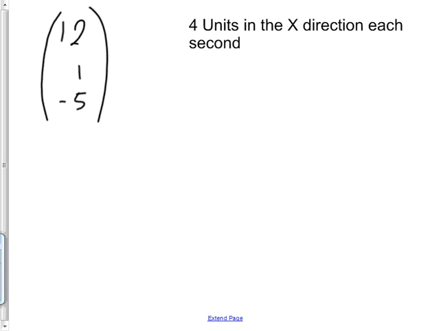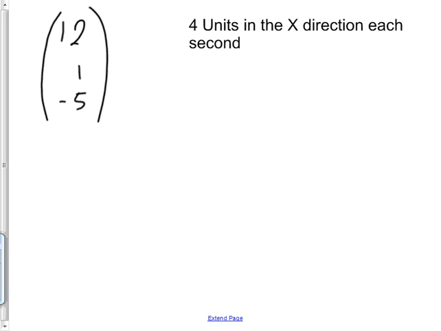Okay, given this point, (12, 1, -5), do you see it in the room? Oh, it's over there. It's about 12 feet this way, about 5 feet this way, and about 1 foot up. Does that kind of match up? I know, the rounding here isn't perfect, but okay. So that's about that point.